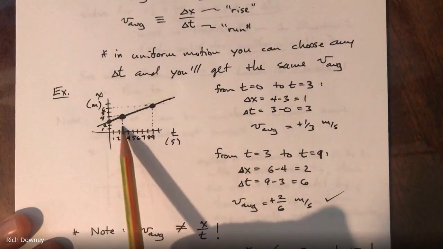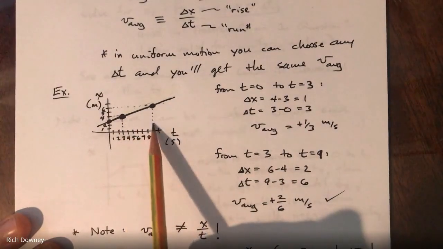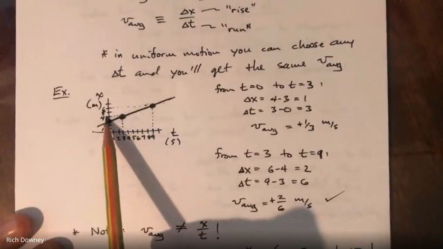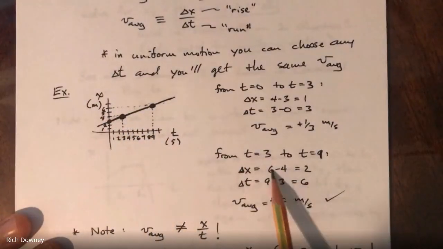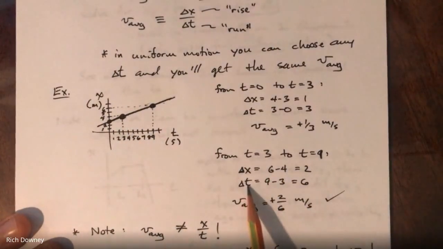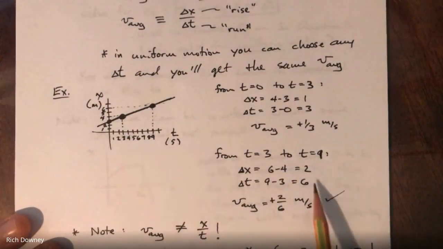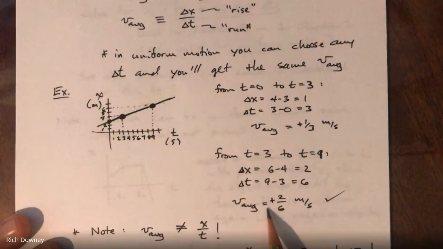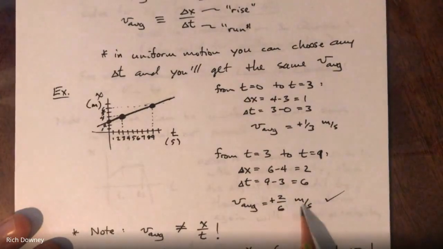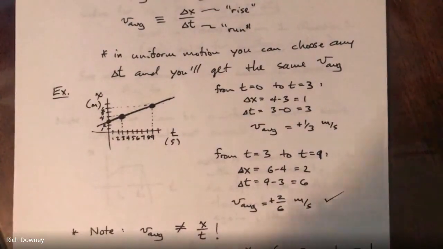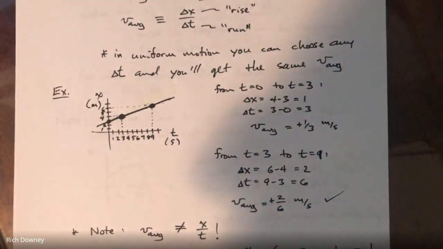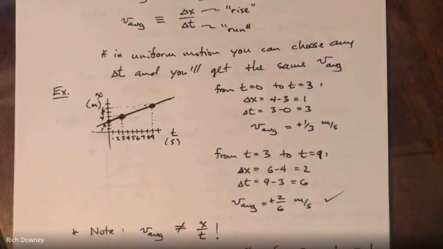On the other hand, if we look at this interval from t equals 3 to t equals 9, we would have a delta x of 2, 6 minus 4, and we'd have a delta t of 9 minus 3. 9 minus 3 is 6, and our average velocity there is positive 2 divided by 6, or the same thing, 1/3 meters per second. So no matter where you look at the motion, you're going to see the same velocity.